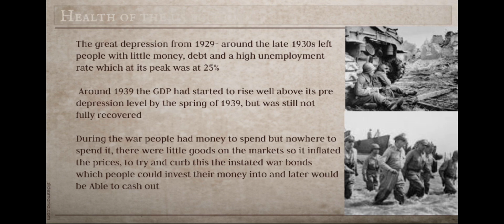During the war, people had money to spend but nowhere to spend it. There were few goods in the market, so it inflated the prices. To try and curb this, the government instated war bonds, which people could invest their money into and would later be able to cash out after the war.